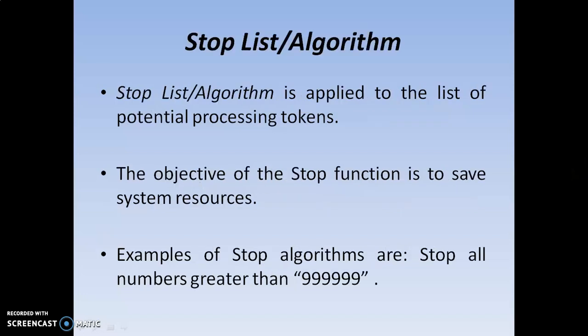Okay, next. Here we need to talk about a new algorithm called the stop list algorithm, for enhancing the search in zoning and normalization. The stop list algorithm is used for enhancing the search, and it is applied to the list of potential processing tokens. The main objective is that the stop function can be used to save system resources based on certain conditions. For example, stop all numbers greater than 9999 is used to show only numbers which are below this value.